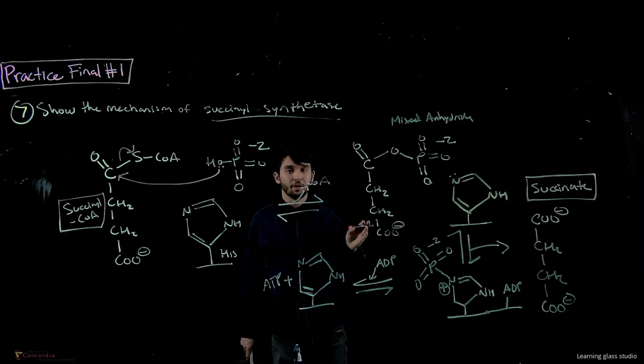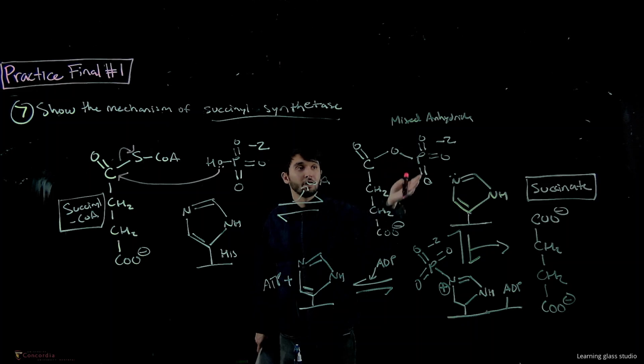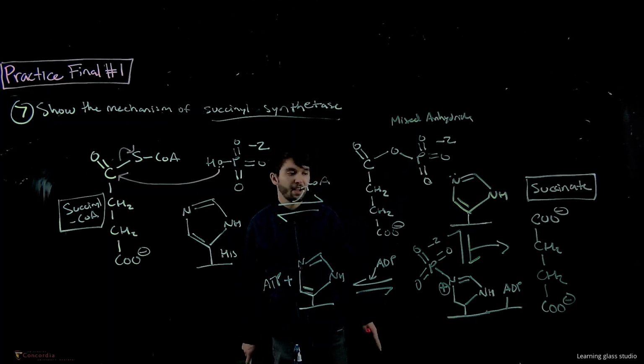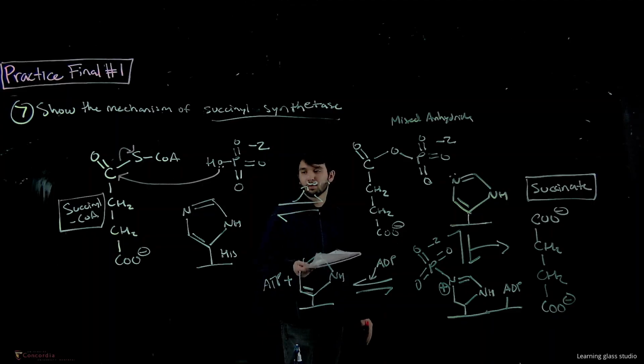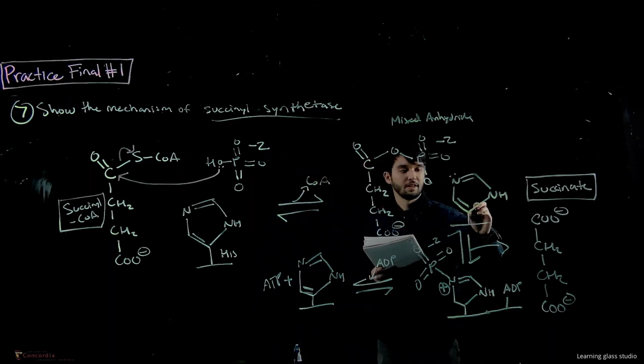This group has a name. It's called a mixed anhydride, right? And this is very high in energy. It's very unstable, so the breaking down of this mixed anhydride will release a lot of energy, and that will be used to catalyze the reaction. Now that's where this histidine comes into play, right? We have the histidine here.